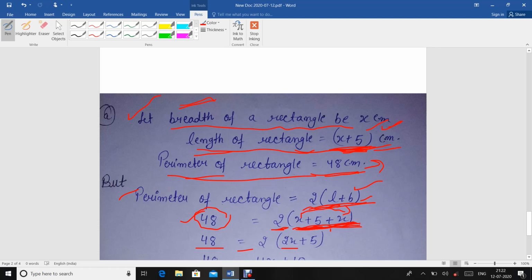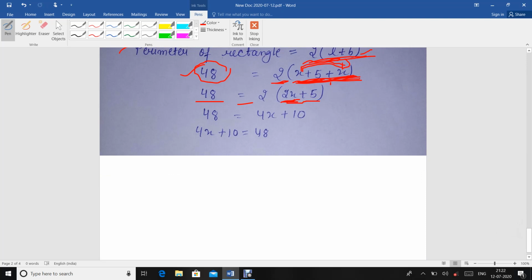X plus x is equal to 2x and plus 5, because we know that we will add the like terms, and like terms are x and x, as x and x is equal to 2x, so 2x plus 5. Now the meaning of this bracket is multiply, so multiply 2 term by term, so 2 multiplied by 2x is equal to 4x, the sign of positive. 2 multiplied by 5 is 10, so here is 4x plus 10 is equal to 48.